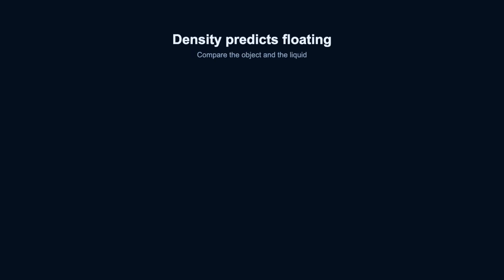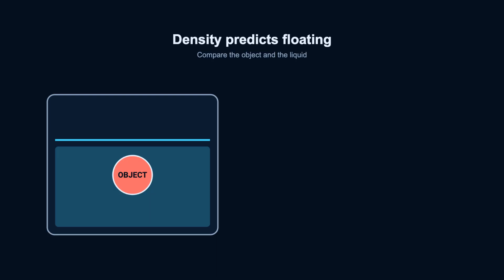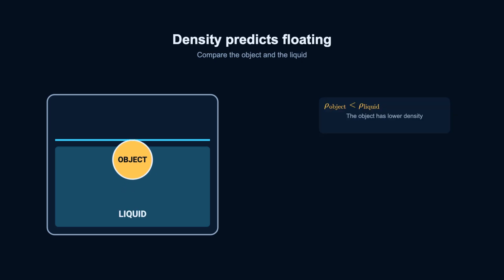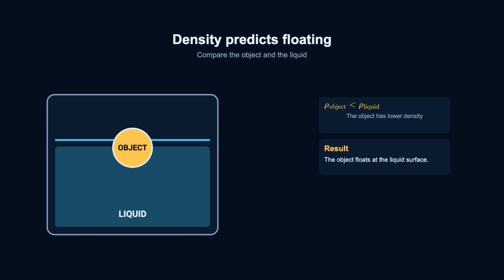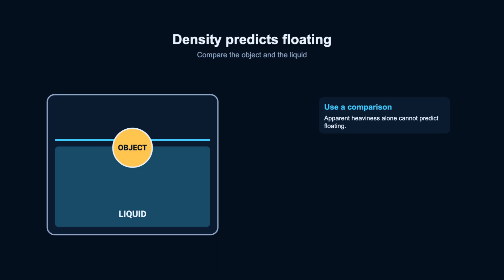Density data can also tell you whether an object floats. Compare the object's density with the liquid's density. If the object has a lower density than the liquid, the object floats. This is a comparison, not a judgment based only on whether the object feels heavy. You need the densities of the object and the liquid.